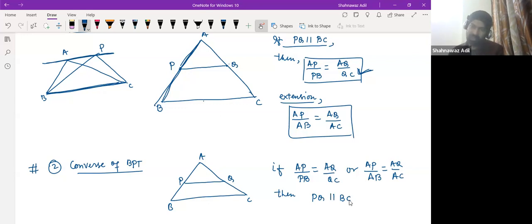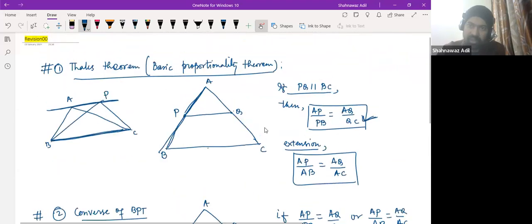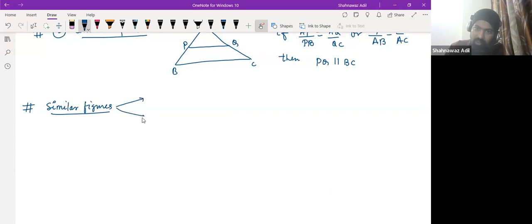In this exercise, we also studied what similar figures are. We studied that similar figures have two properties. One is that their shapes are the same, but their size may be different, right?